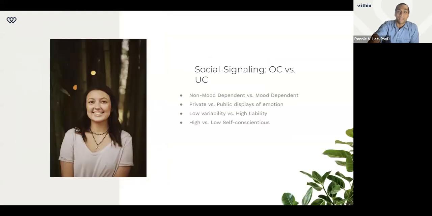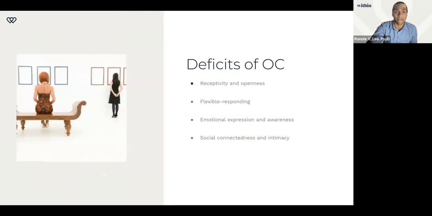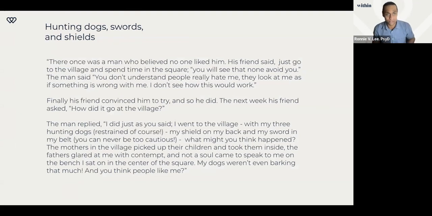Okay. Social signaling. So this kind of relates back to my story. The hunting dogs, swords, and shields, right? So he signaled to the square that I am not approachable, right? I have all of this armor and shield and metal around me, not approachable, right?